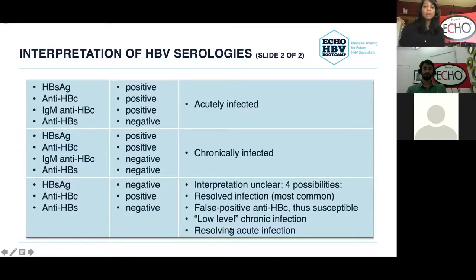about this concept of having kind of low-level chronic infection, so doing some additional tests, such as the Hep B DNA test, the viral load, to make sure they don't have low-level chronic infection, as well as maybe checking the E antigen and E antibody test to see whether or not they really were infected sometime in the past. And again, if it's resolving acute infection, if you were to repeat some of these serologies, typically you would see the surface antibody become positive at some point in the coming months.